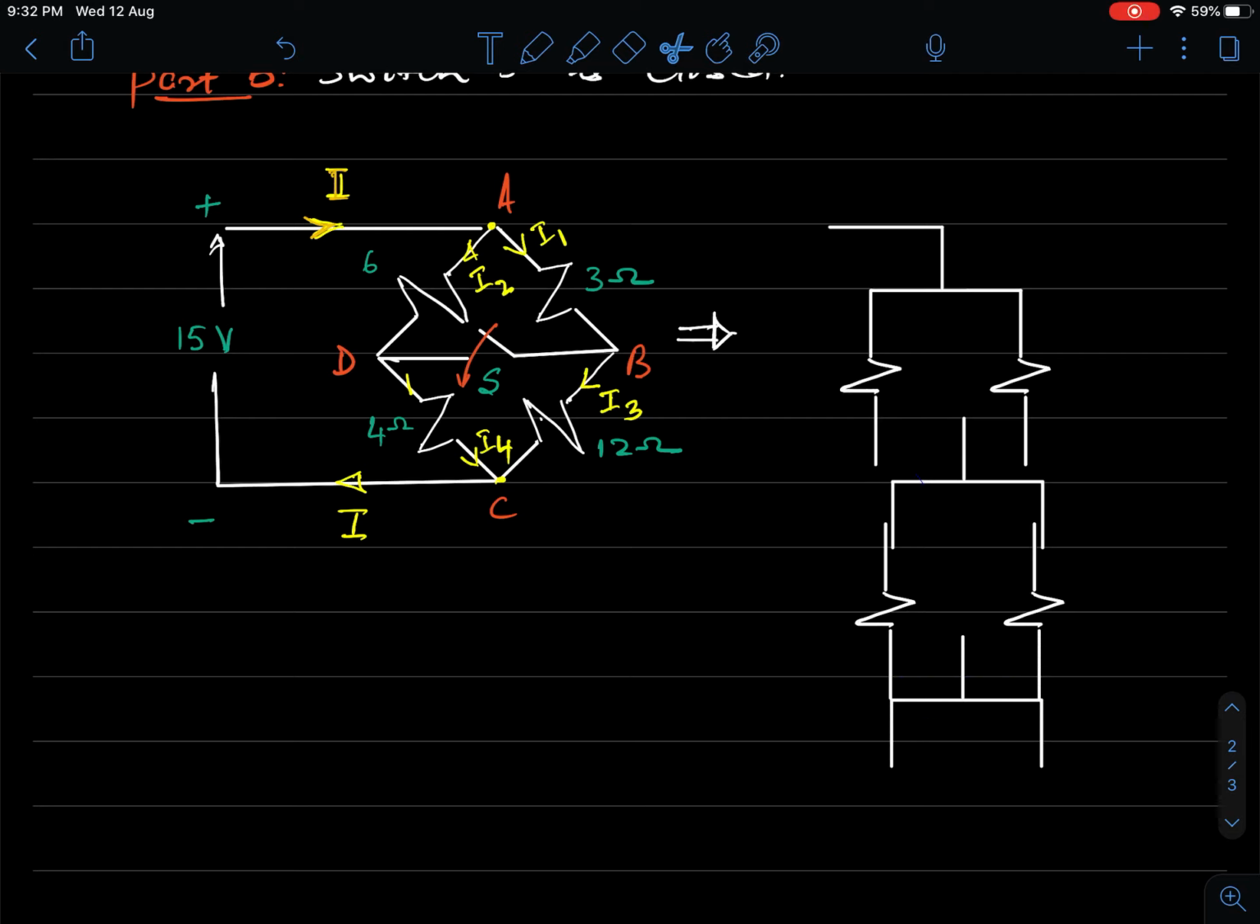I'll have to do some adjustment of erasing the thing. Anyway, let me draw only.